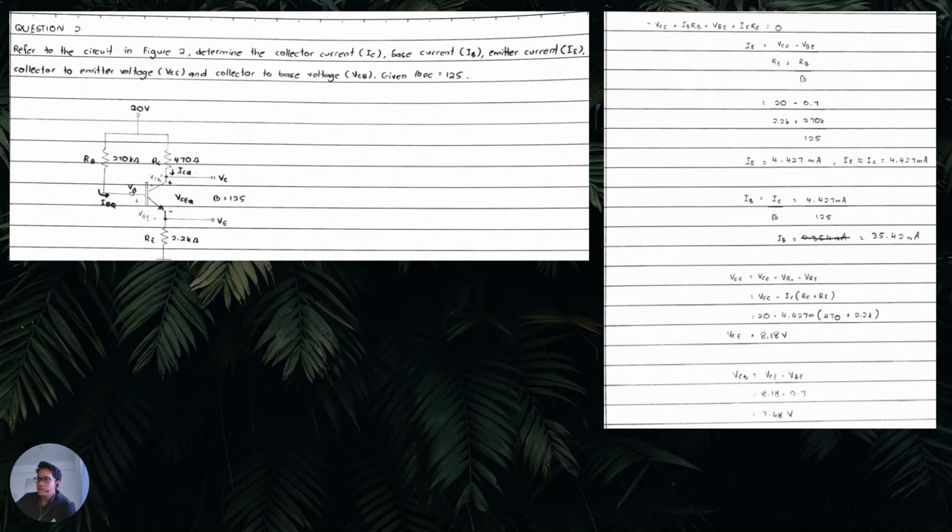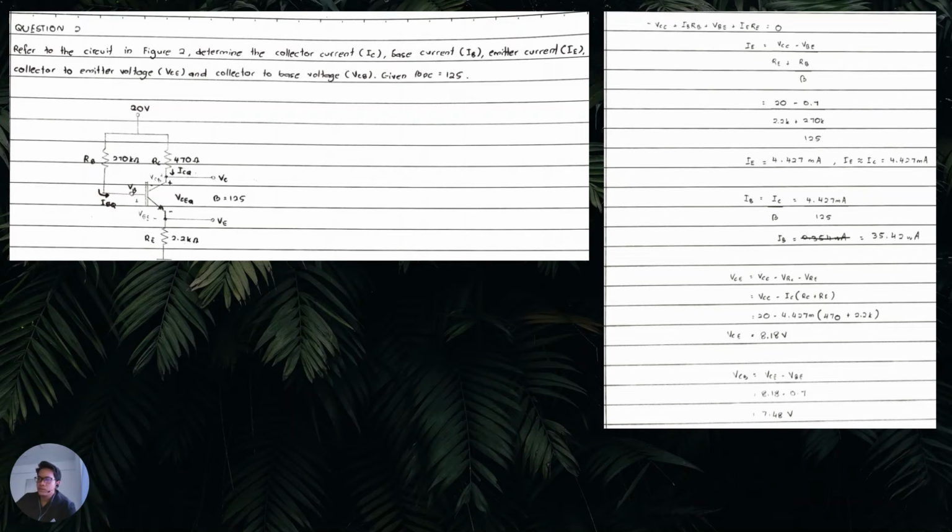Then just put in the values: 20 minus 0.7, which is VBE, over 2.2 kilo ohm plus 270 kilo ohm over 125, which is gain. Then we get IE equal to 4.427 milliampere. And then IE is the same as IC, so we get IC equal to 4.427 milliampere.